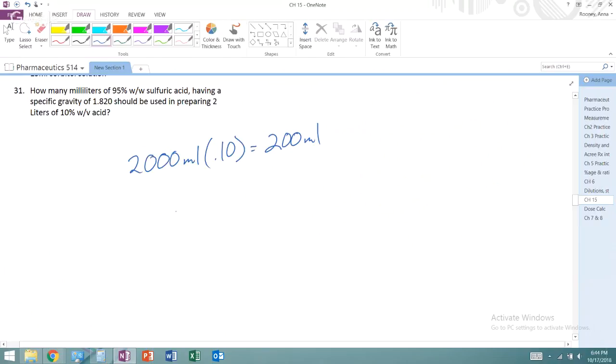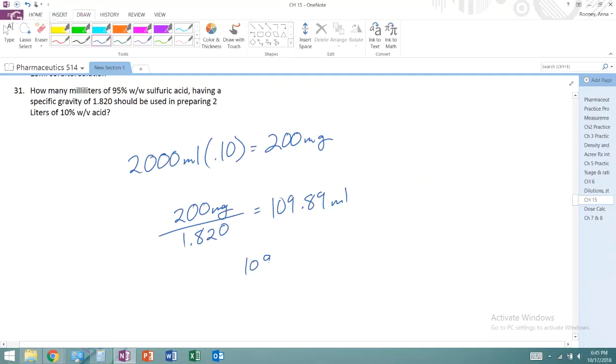But it's like, it's not quite. Or this is milligrams or something. Yeah, I think that's milligrams. Sorry. And so milligrams divided by the specific gravity, which says that there's 1.82 grams per milliliter. So let me find out that there is that many milliliters. But this isn't our answer because this is if it was 100% acid, which it is not.